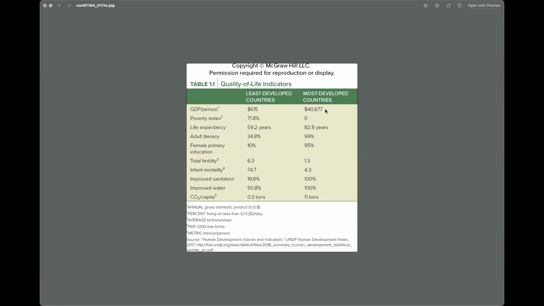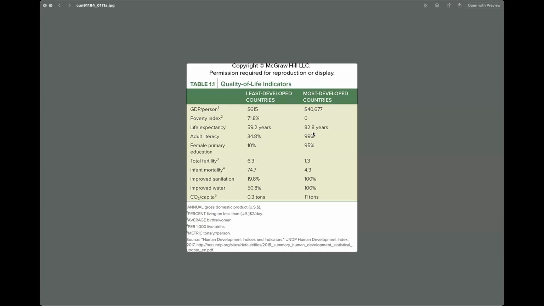Most developed countries, the average income per person is $40,000, $41,000 per year. And in the global south, in a very poor country, it's $615 per year. This is assuming that in most developed countries, you have a zero poverty index. I don't know where they get that from because I don't know any advanced industrial country that doesn't have poor people. I mean, there's homeless people in Paris, there's homeless people in Stockholm, there's homeless people in London, and they're poor. So how they came up with that, I don't know.